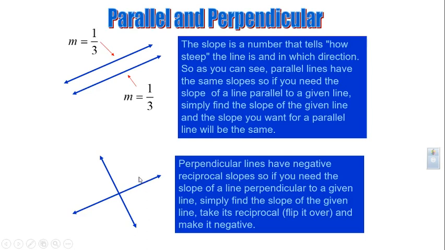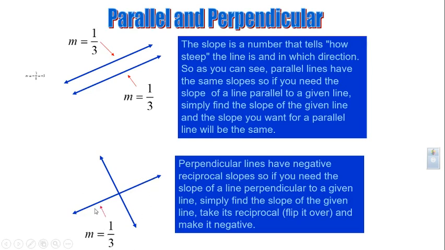If two lines are perpendicular, the slope of one is different from the slope of the other one by two conditions. They are negatives of each other, and they're reciprocals of each other. So the slope of one is the negative reciprocal of the slope of the other.